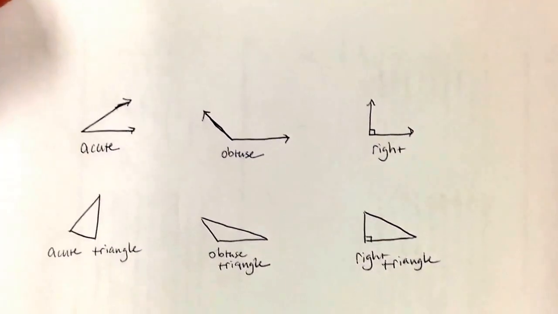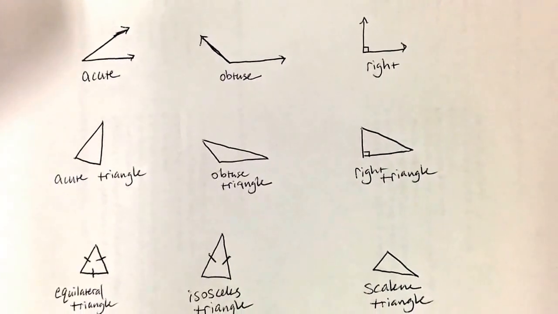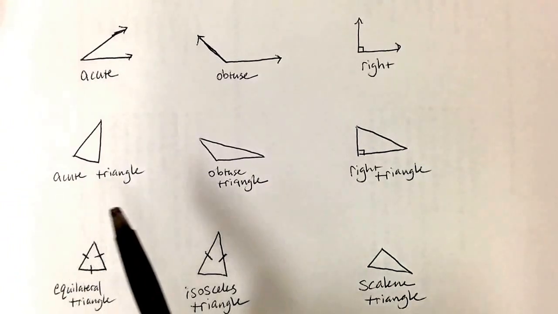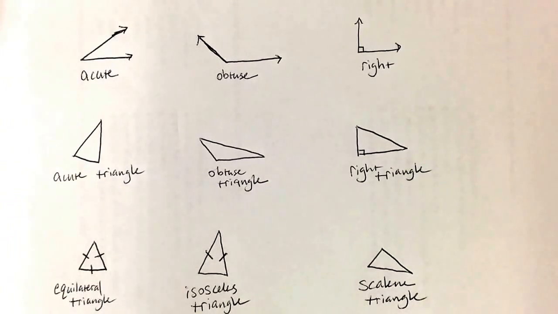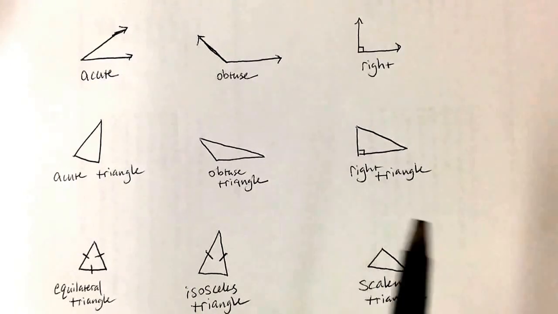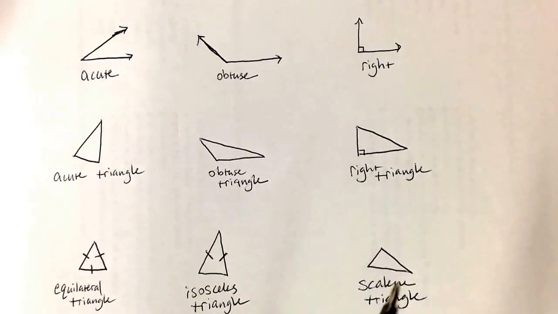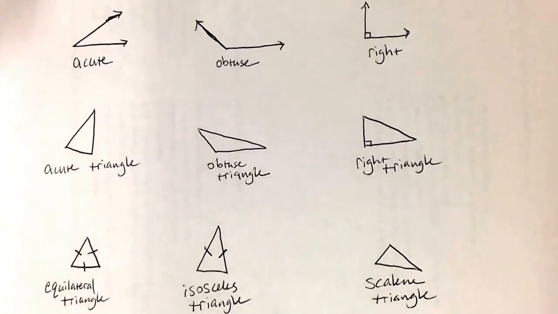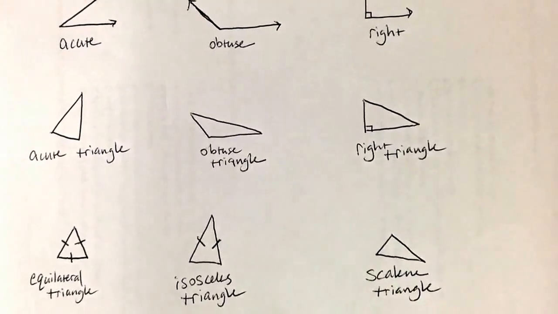Now I can also classify triangles based on their sides. So remember, these dash marks mean that those sides would be the same measure. This equilateral triangle down here has three sides all the same measure. An isosceles triangle has two sides that have the same measure. And my scalene triangle has no sides that are equal in their measure. Remember, you have to have those dash marks before you can write if it's isosceles or equilateral.